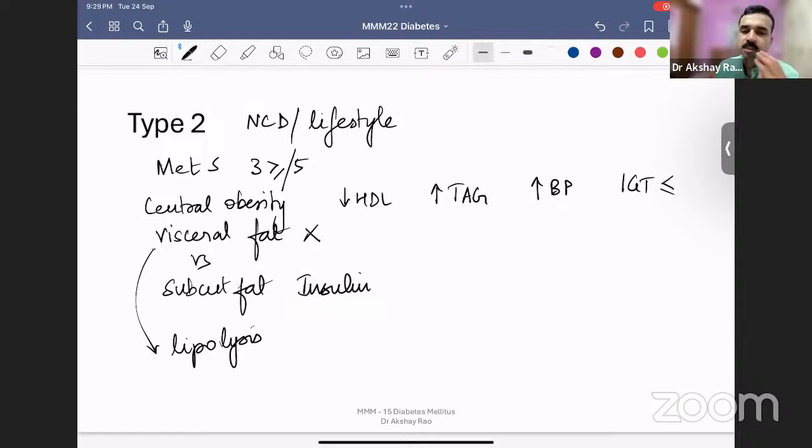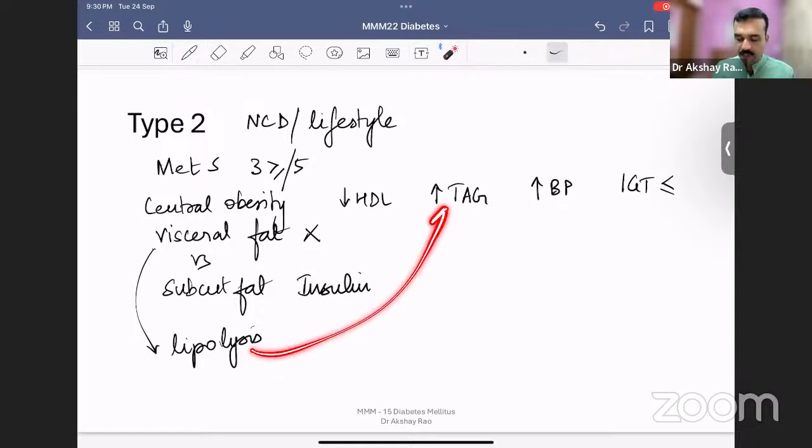It's the property of visceral fat. It can't help it. That's how it is. It doesn't listen to insulin. So visceral fat, when it exceeds normal quantities, then it will keep breaking down, keep getting lipolyzed. So when there is lipolysis, it will release triglycerides and triglyceride levels will go up. So you will come across this very frequently.